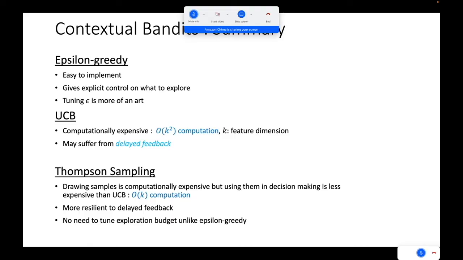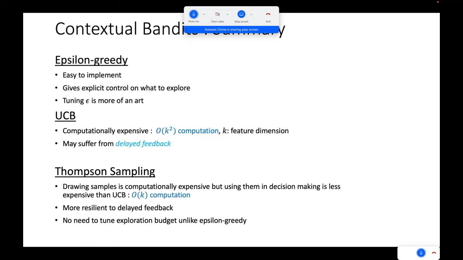UCB is computationally expensive because it requires matrix operations, and it may suffer from delayed feedback, where the feedback is not available instantaneously. And if nothing is changing in the system, UCB will continue to take the same action. Thompson sampling is computationally efficient, although computing the posterior remains a challenge.